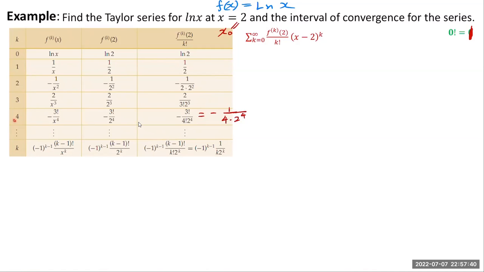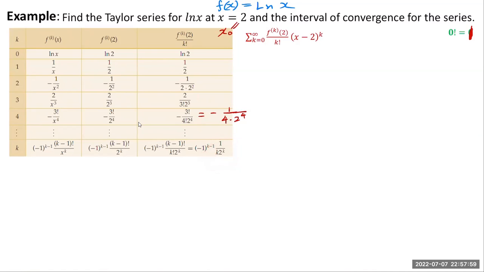Okay, so when k is equal to 4, that is 1 over 4 times 2 to the power 4. So when k is equal to k, in other words, the kth derivative, this quantity will be equal to -1 to the power k minus 1 times 1 over k times 2 to the power k. Okay, so this is the general term.